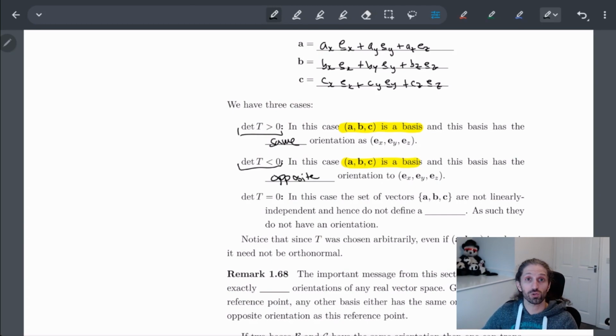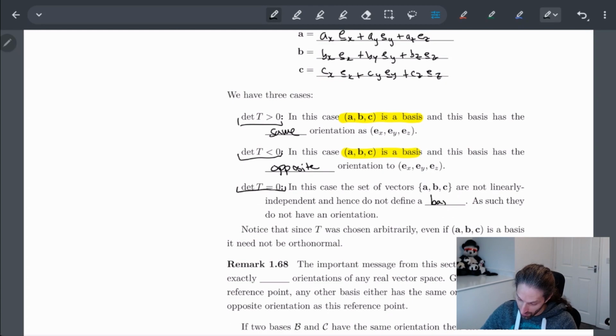Now, since I didn't choose a transition matrix from basis to basis, I chose an arbitrary matrix, this determinant could be equal to 0. If the determinant is 0, what this is saying is A, B, C are not linearly independent, and therefore they do not define a basis, right? Remember that if it's equal to 0, then it's not a basis. And therefore, they do not have an orientation. So this is the key part of this section, that they don't have an orientation.